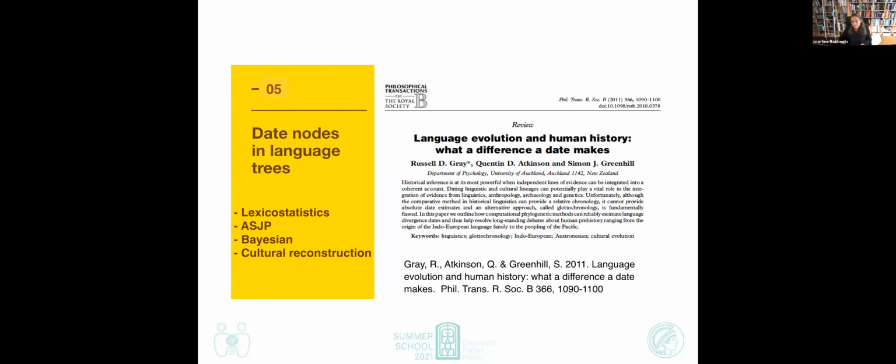A nice introduction to dating is a review article by Gray, Atkinson, and Greenhill, Language Evolution and Human History: What the Difference a Date Makes. What is good about the article is that it does not only focus on computational dating techniques, but also mentions the classical ones, and it gives a kind of general overview.